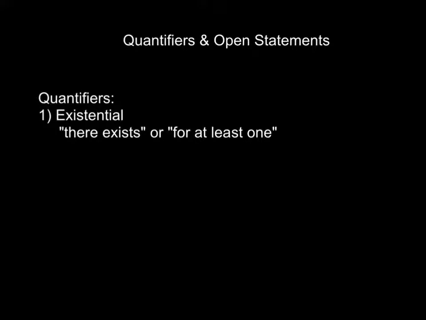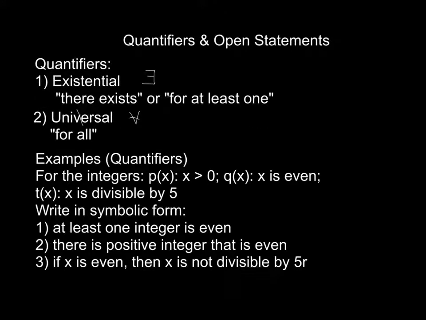We will discuss two quantifiers. The first is the existential. It is written in shorthand with the backwards capital E, and you read it as there exists, or you can read it as for at least one. The second quantifier is the universal quantifier. It is written with the upside down A, and it is read for all.